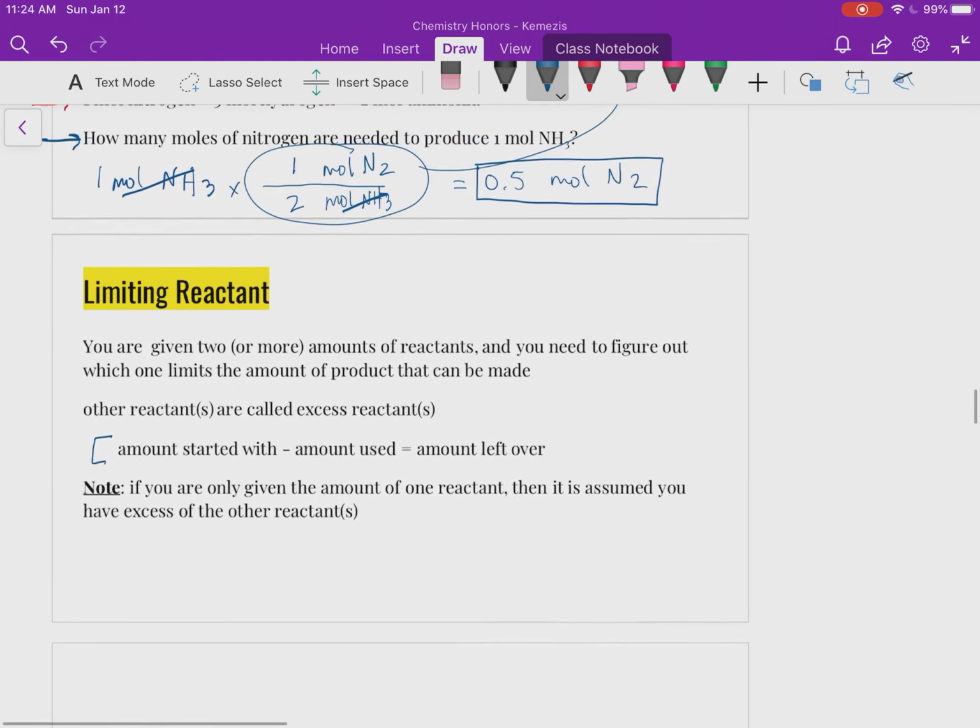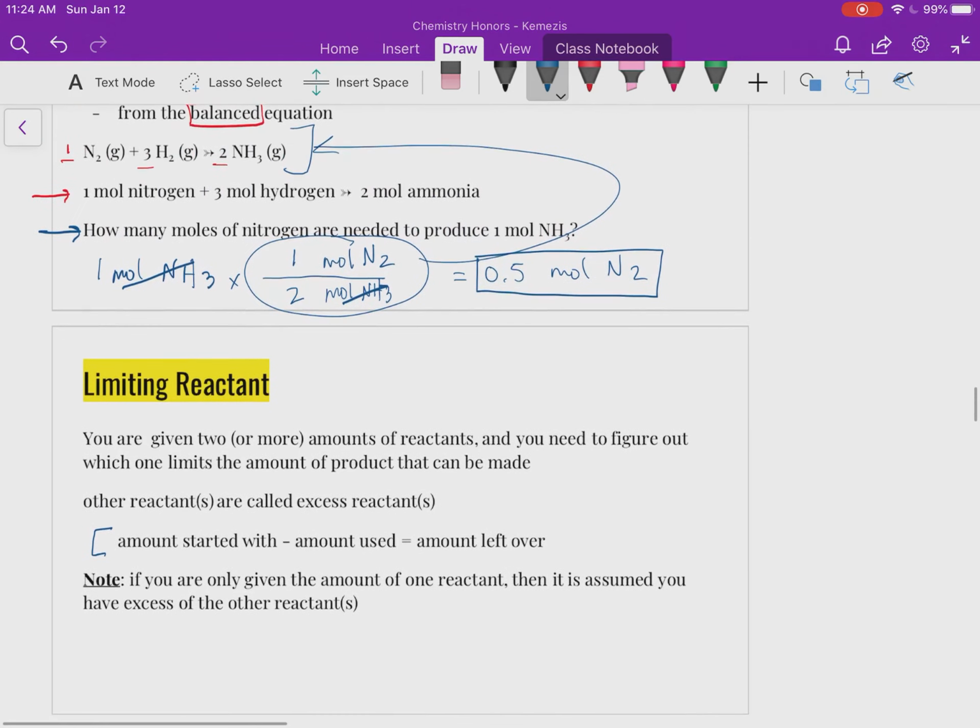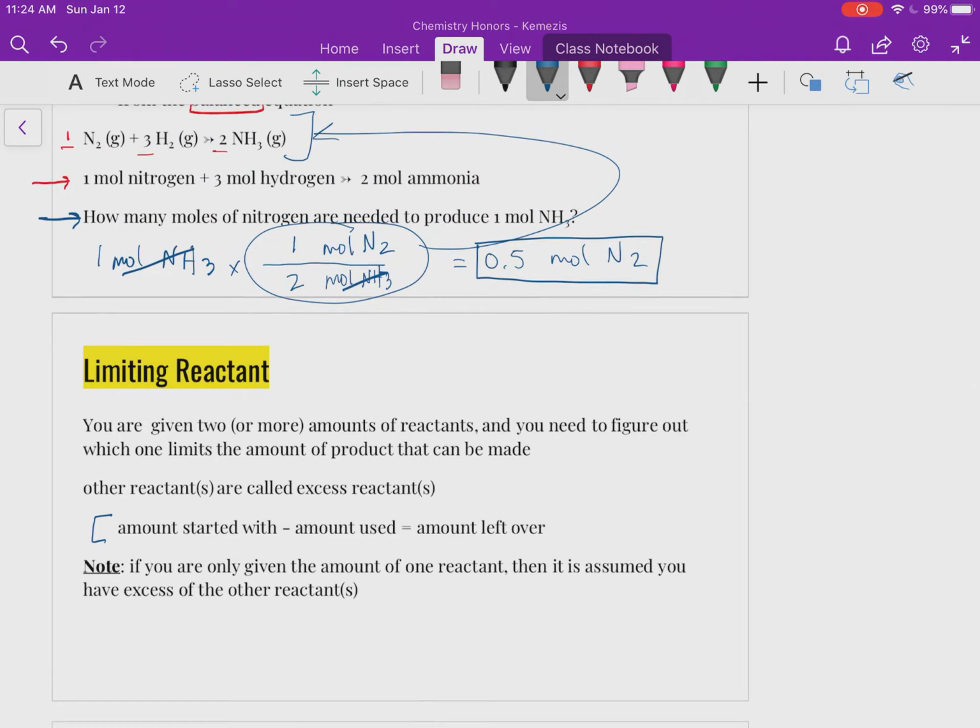Okay, the next video that I put out will have some examples for using this stoichiometry with limiting reactants.